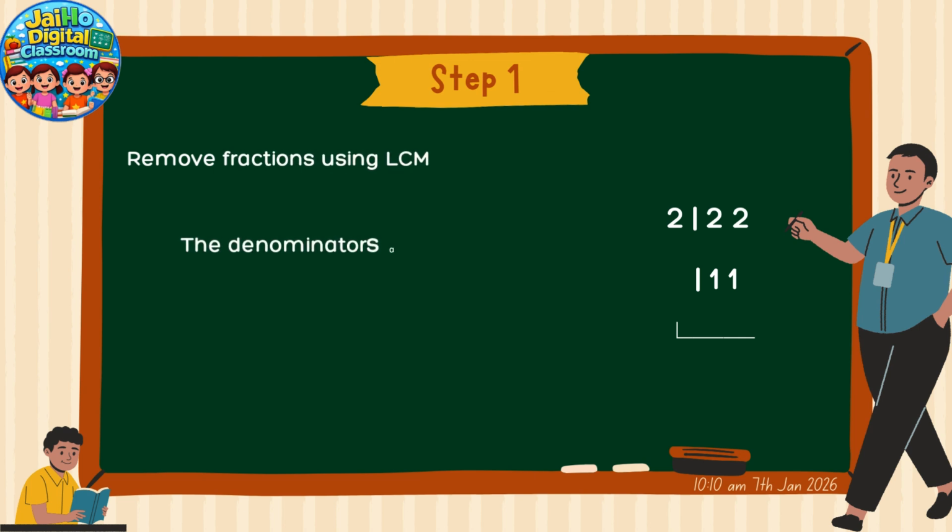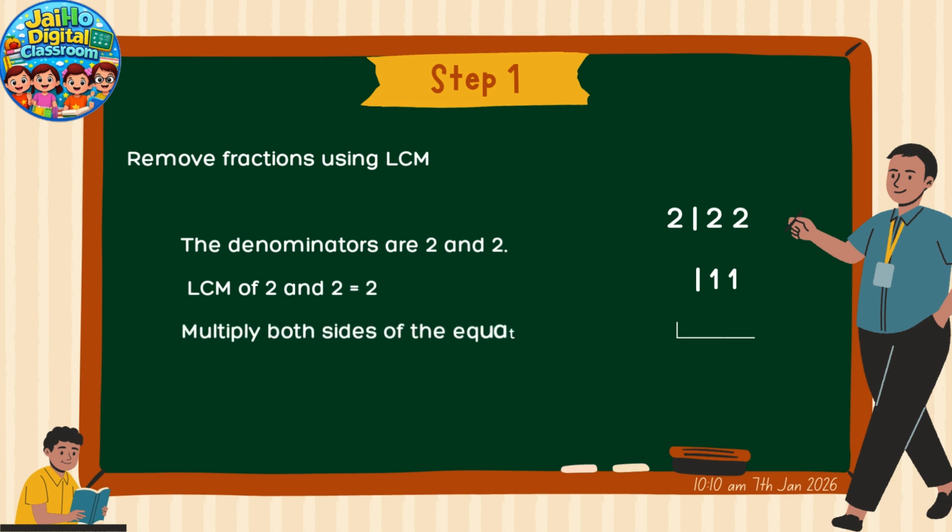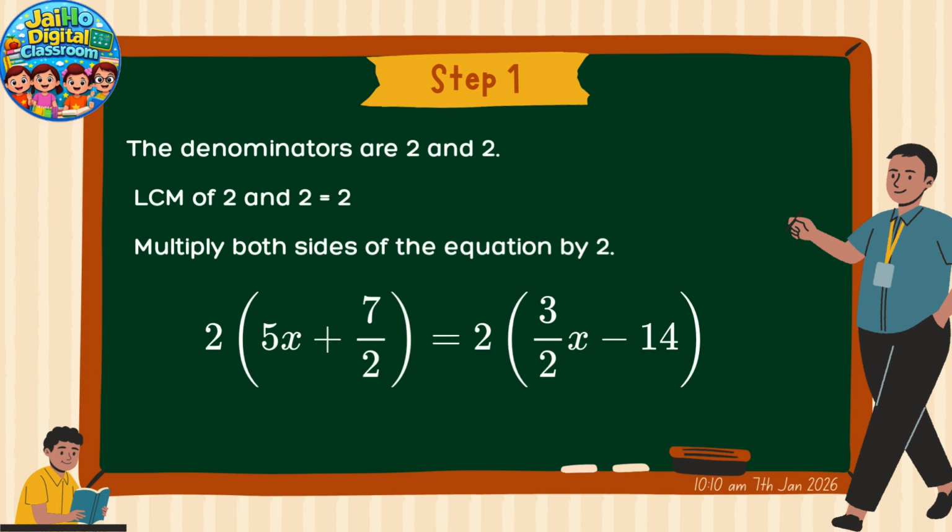First, we remove the fractions by using LCM. The denominators are 2 and 2, so the LCM is 2. Now, we multiply both sides of the equation by 2.